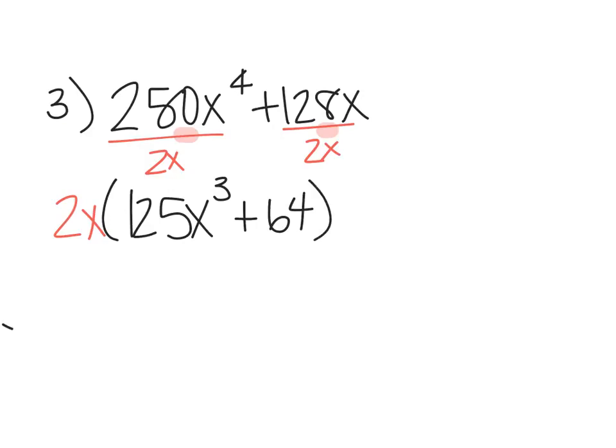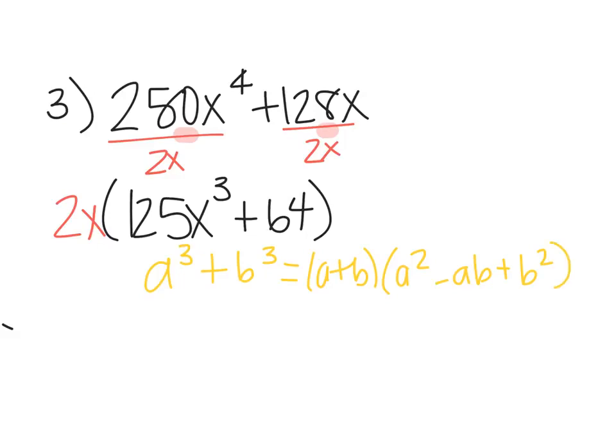Well, I know now that 125 and 64 don't have anything in common, but I do also know that 125 is a perfect cube, and I know that 64 is a perfect cube. So this is really a sum of cubes. So a cubed plus b cubed equals a plus b times a squared minus ab plus b squared. So all I have to figure out is what's a and what's b. So I know that in order to figure that out, I have to write 125 as something cubed, and I have to write 64 as something cubed.